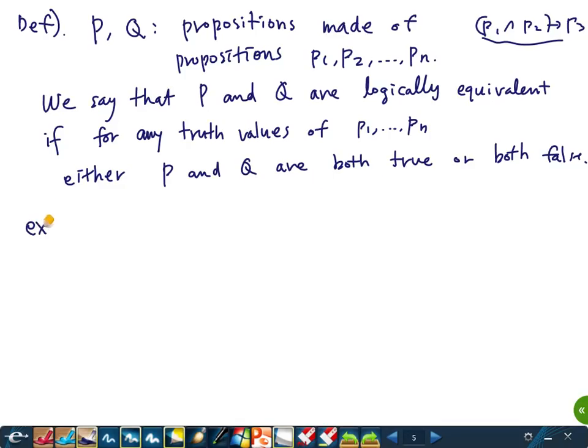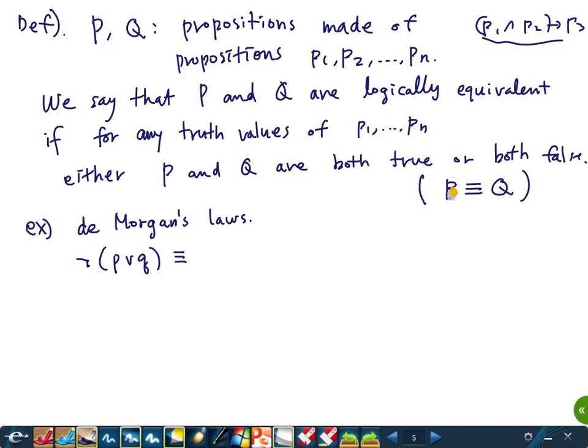Maybe some example will be helpful. This is called De Morgan's law. We will see 2 equivalent propositions. Not (P or Q) is equivalent to, oh, I didn't write this. This is denoted by P congruent to Q. We use 3 horizontal bars like this. It means P and Q are equivalent.